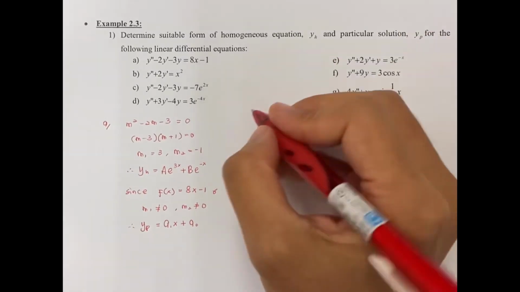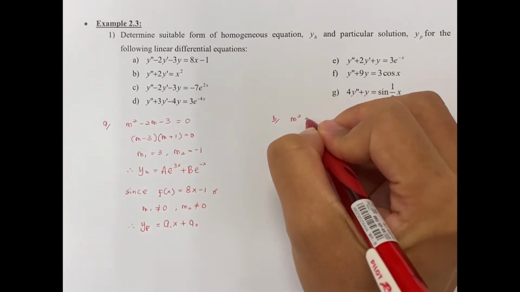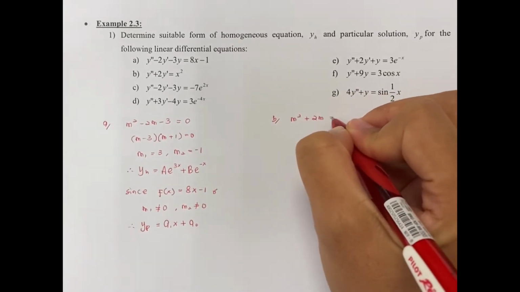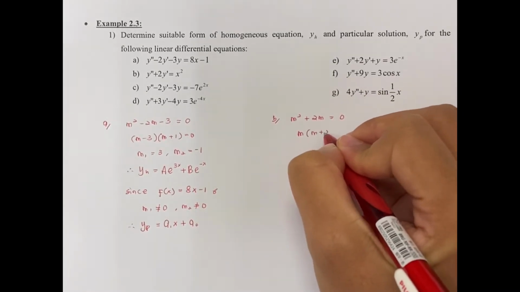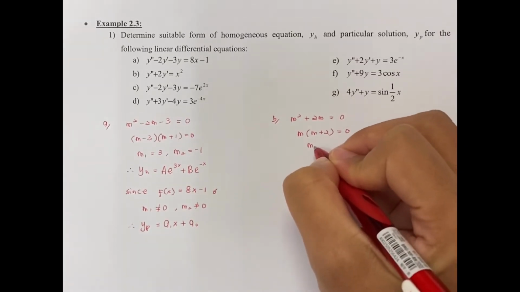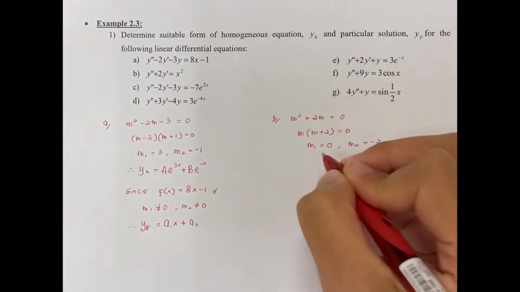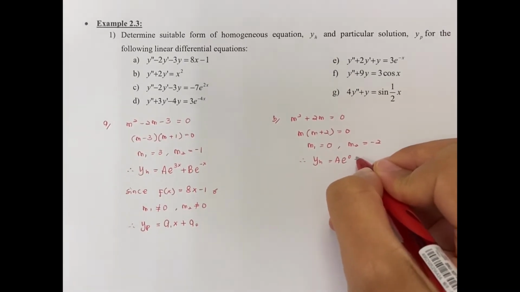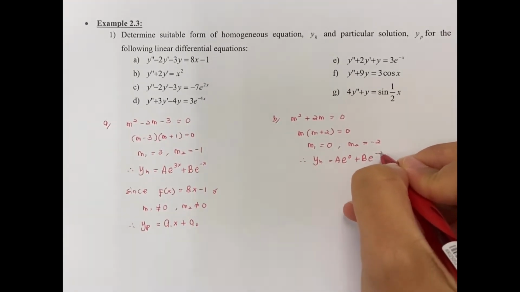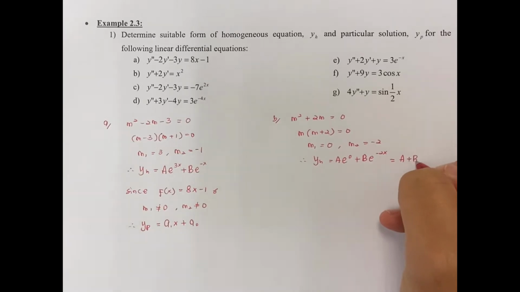And then for B, you have m squared plus 2m equal to 0 to find your YH. So m plus 2 equal to 0. m1 is obviously equal to 0 and m2 is equal to negative 2. So YH is equal to A exponent 0 plus B exponent negative 2x. So A exponent 0 is A, plus B exponent negative 2x for YH.